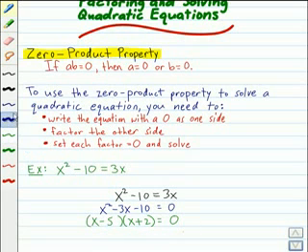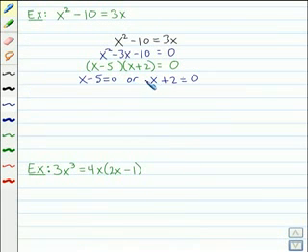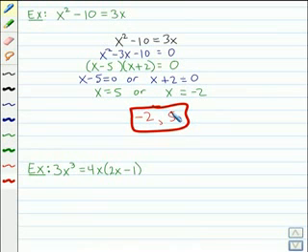So the zero product property tells us that x minus 5 equals 0 or x plus 2 equals 0. And these two equations give us two solutions. X equals 5 or x equals negative 2. And we've got the solutions for this equation. Let's move on to the second example.